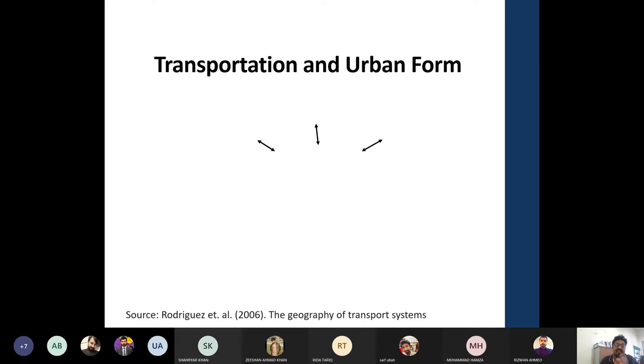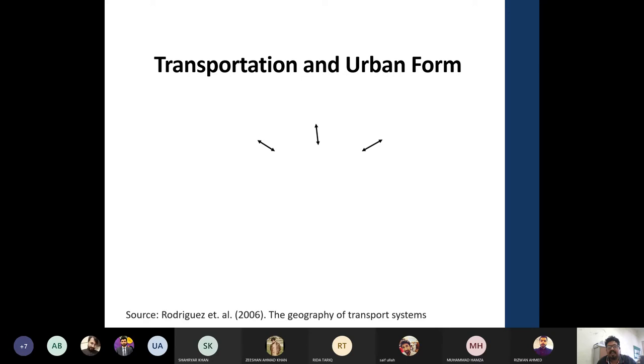Anyone who wants to recall or define what we mean by urban form? Urban form, what is urban form? So urban form is basically the physical imprint of the city, or the shape of the city, the physical shape of the city. So that is urban form.